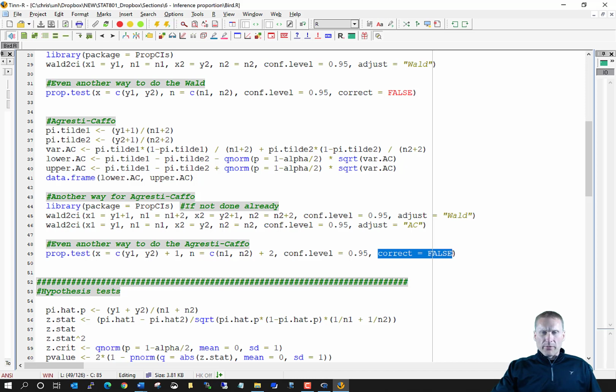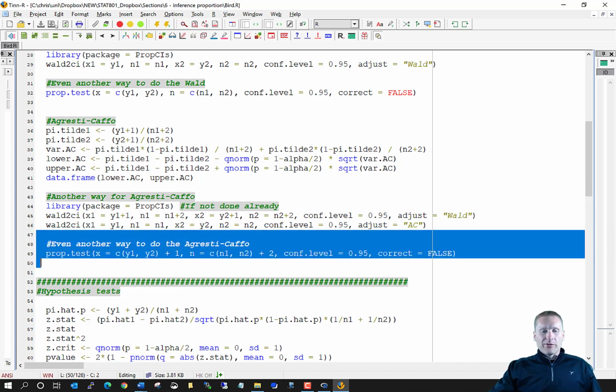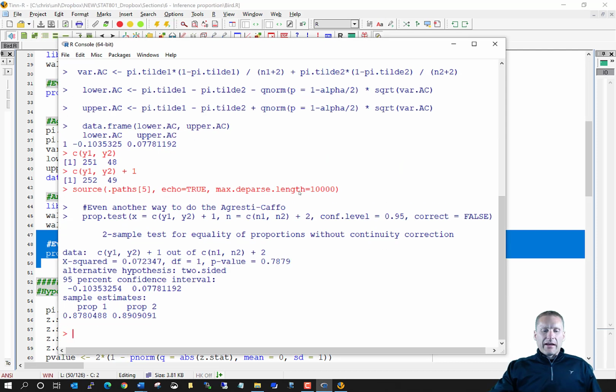The default is TRUE. What this correct part does is make some further adjustments, which we don't want to have. I wish R wouldn't do it, but it is the default. And so I want to say don't do it. And our interval is exactly what we had before. There's some other information in the output that we will get to.